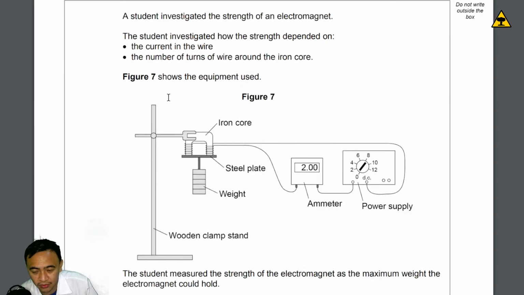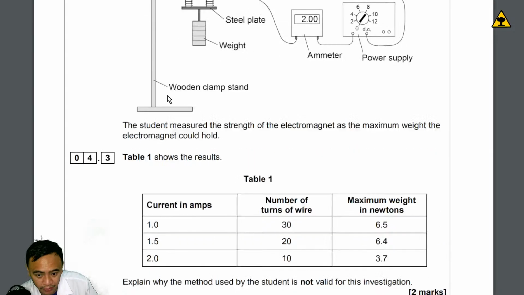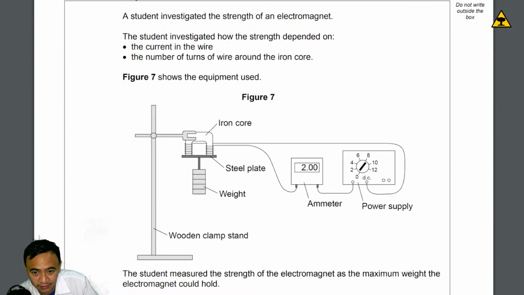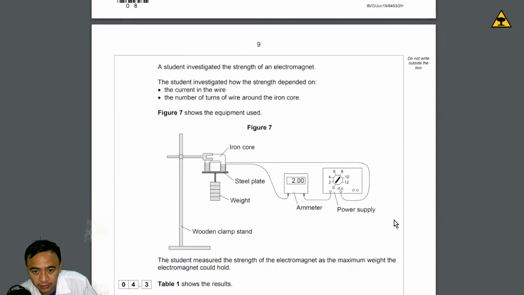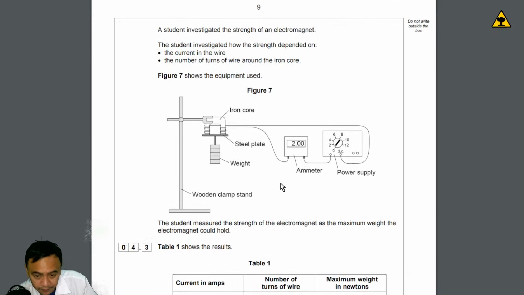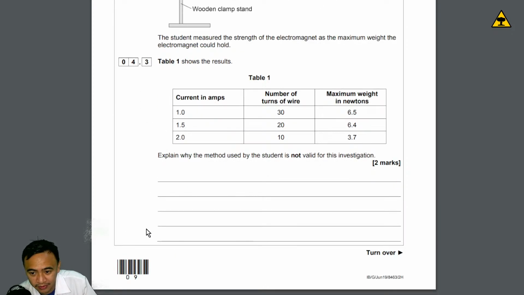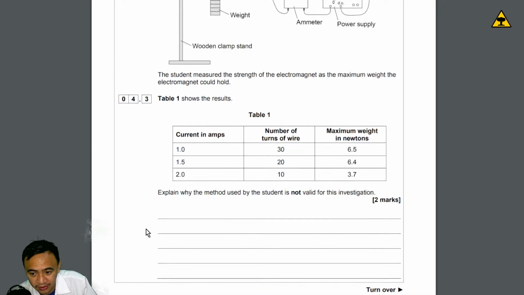Okay, so now, this is another investigation type question. So we have the strength of an electromagnet being investigated. Okay, we have the apparatus shown here. He's going to measure the strength of the electromagnet as the maximum weight that the electromagnet could hold. Good. So here are the results. Explain why the method used by the student is not valid here.